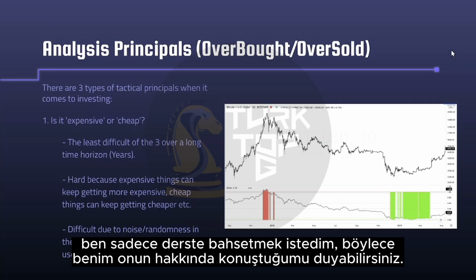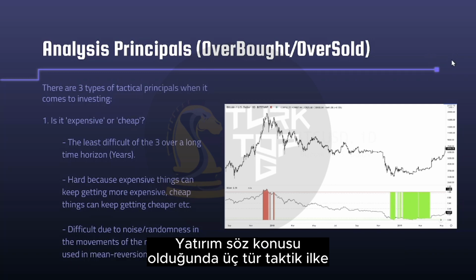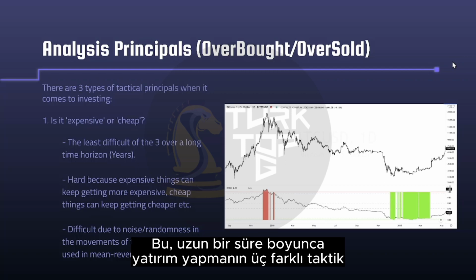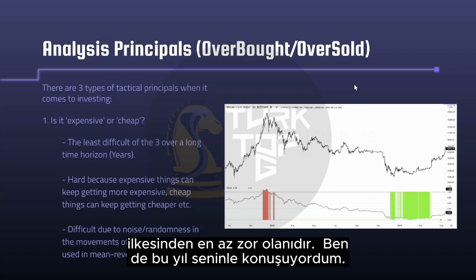Some of you will recognize this again, but I just wanted to bring it up in the lecture so that you can hear me talking about it. There are 3 types of tactical principles when it comes to investing. Is it expensive or cheap? All right, this is the first one. This is the least difficult of the 3 different tactical principles of investing over a long period of time. So we're talking years here.